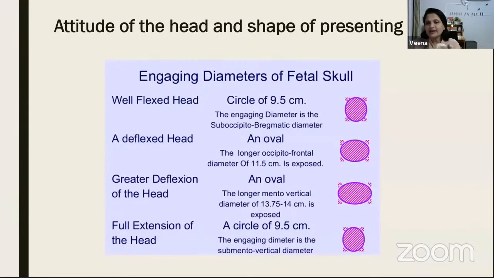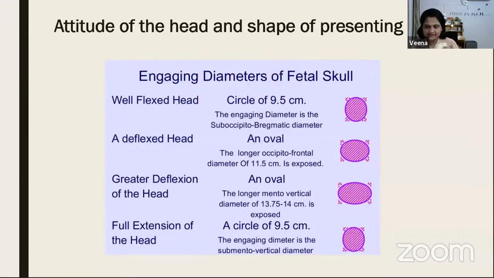And now we have a deflexed head. Now let's take occipitofrontal. How much is it? Suboccipitofrontal is 10.5 centimeters. Occipitofrontal is 11.5 centimeters, and your biparietal is 9.5. So what kind of structure do we have? A complete oval. An oval surface won't press on a circular ring of the cervix as effectively as a circular surface, so it is not a good dilator of the cervix.